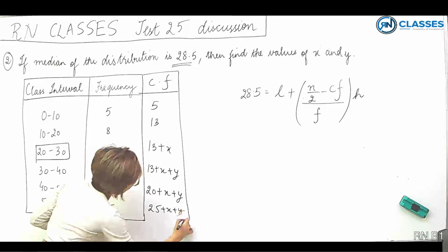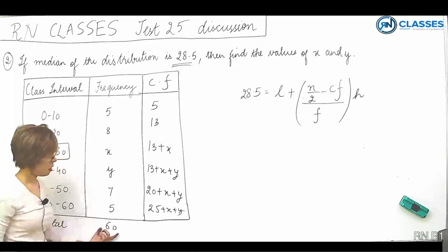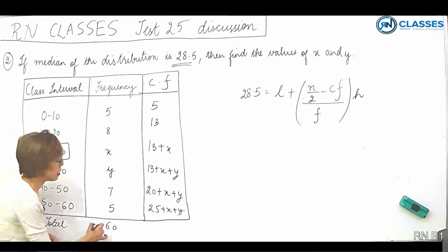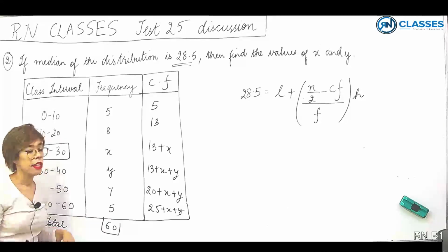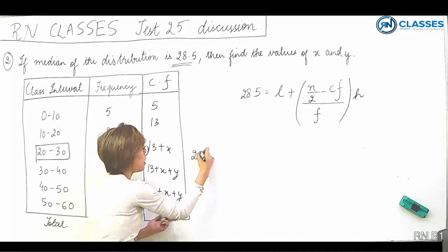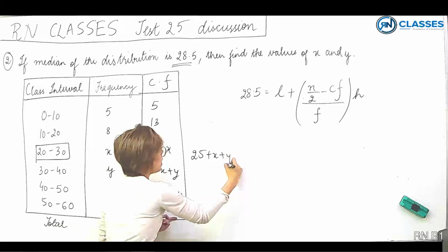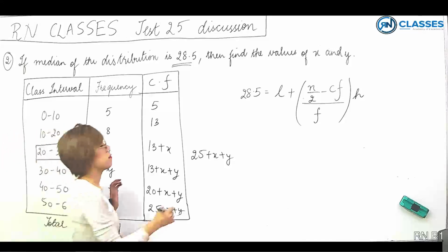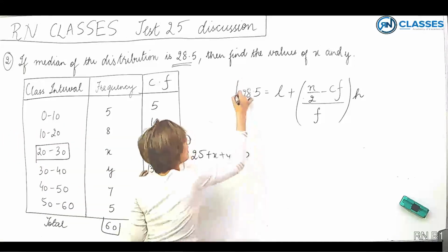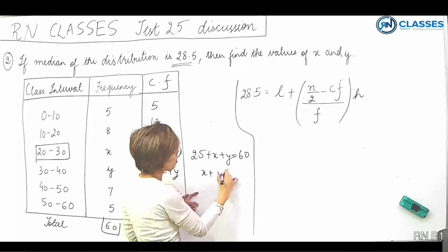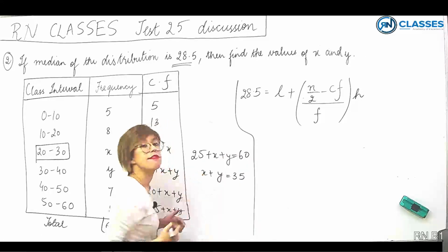Right? Now, also something else is given to me. What? That the total number of frequency, the sum of all the frequency, is given to be 60. Right? So, total frequency I can get from here too, which is nothing but 25 plus x plus y. This is the sum of all frequency. Right? This is equal to 60. From here, you can find the relationship in x and y. So, x plus y turns out to be 35.